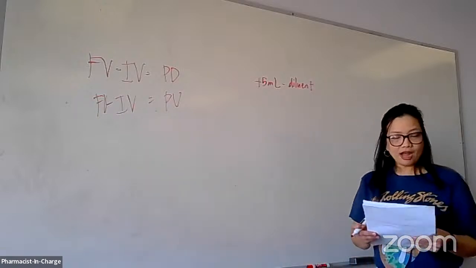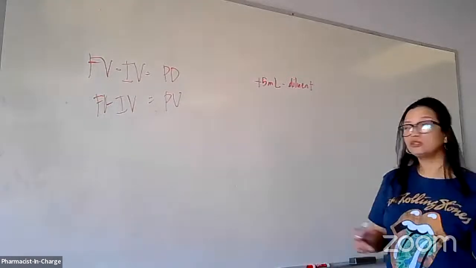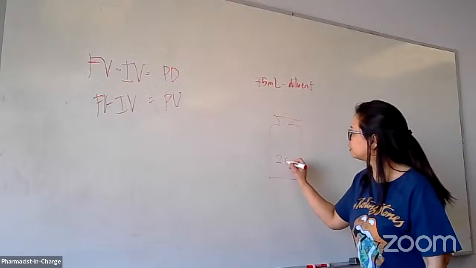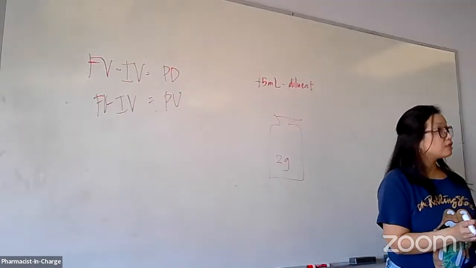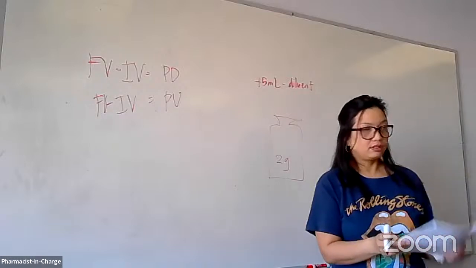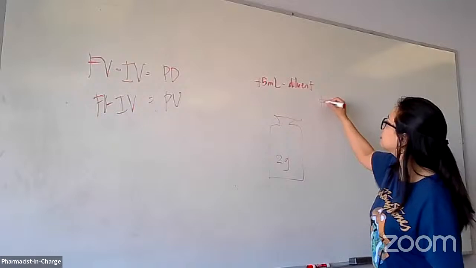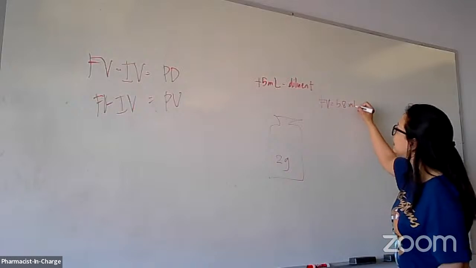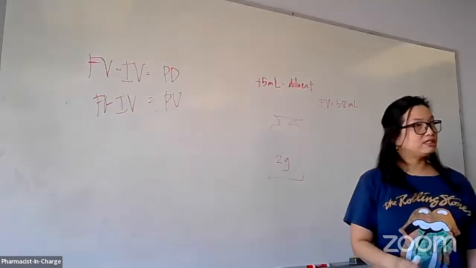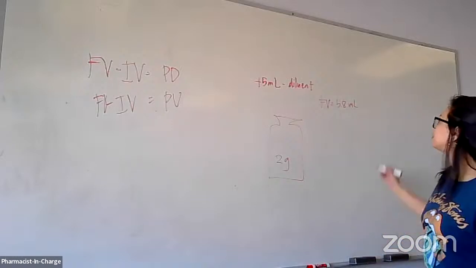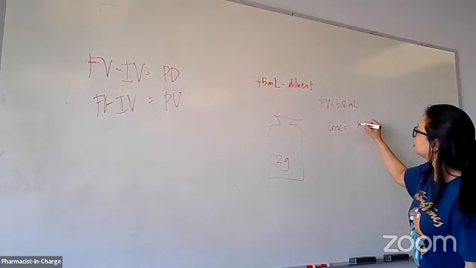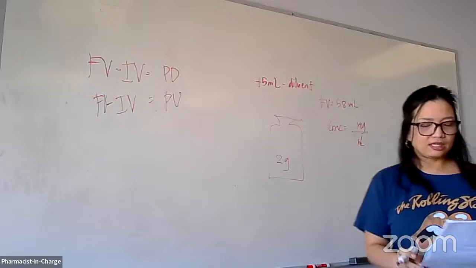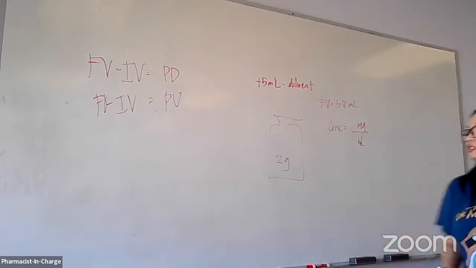Okay? If 5 ml of diluent is added to a vial containing 2 grams of drug for injection, resulting in the final volume of 5.8 ml. What is the concentration? What is the concentration in milligrams per ml of the drug in the reconstituted solution? Okay.